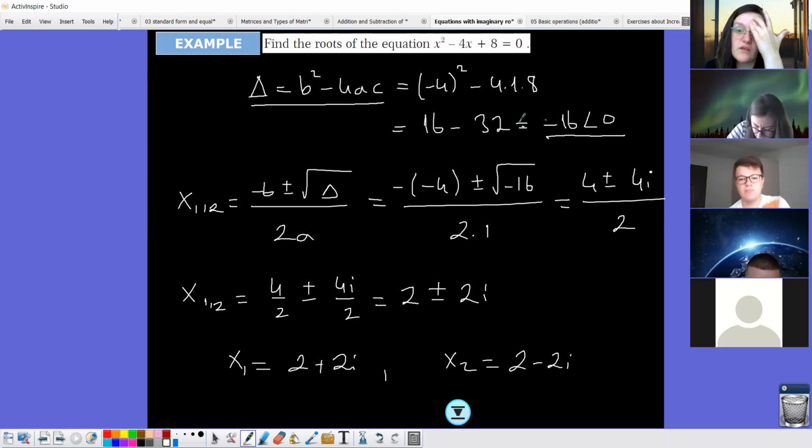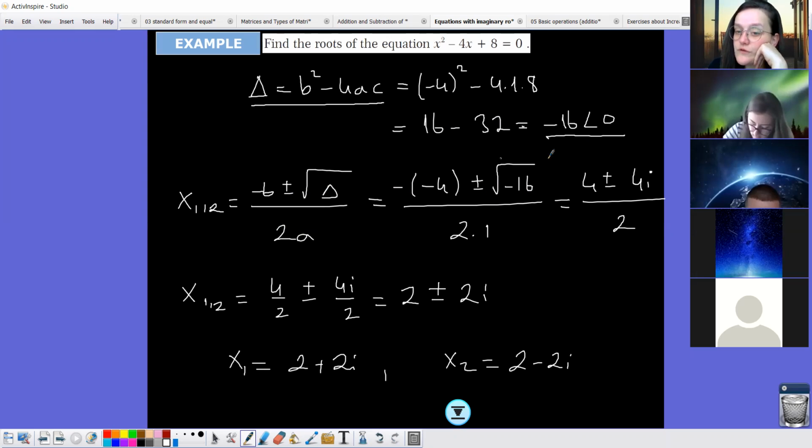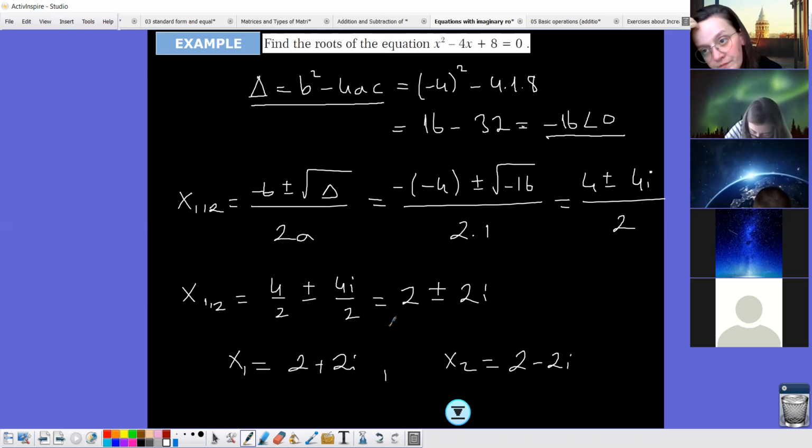Now we know how negative numbers can be taken out from the square root like this one. Then we can find the imaginary roots. So we are solving it like a quadratic equation. Only this part is new, now we know how to solve this one. And then the result is 2 complex numbers, as you can see.